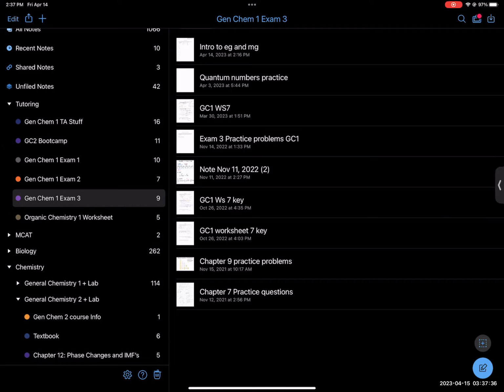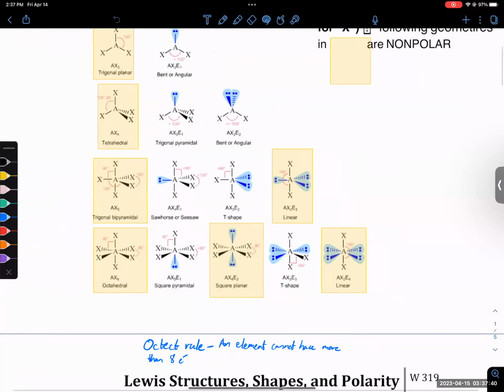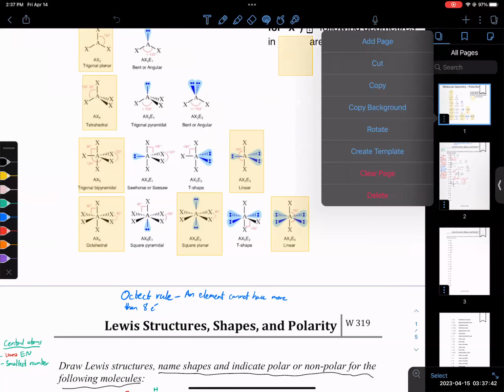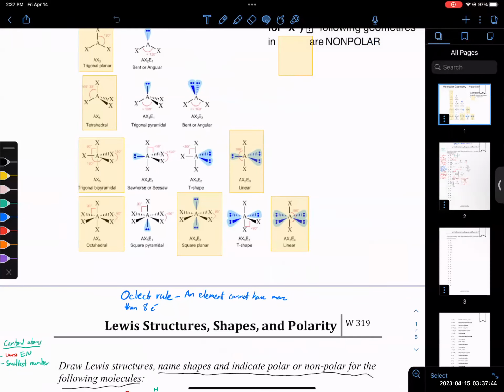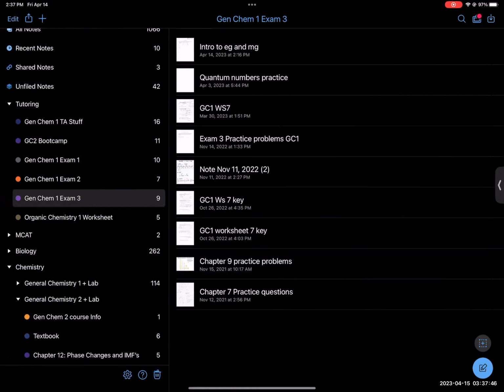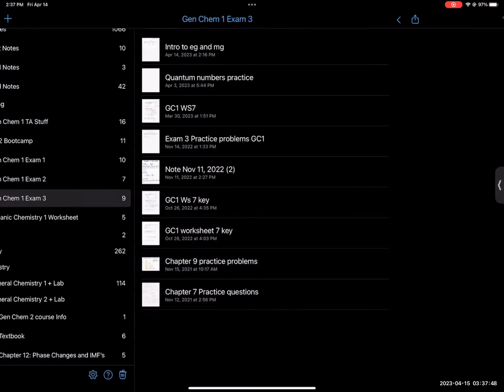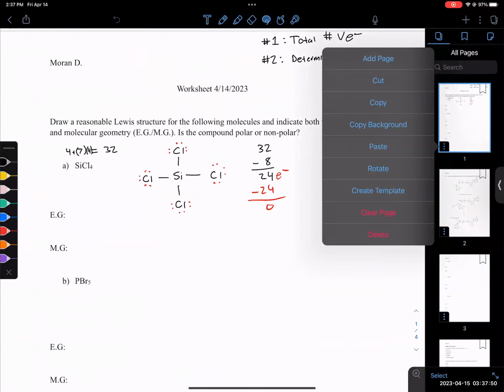Exactly. So worksheet 7. I want to copy this over to the worksheet that we're doing right now. Paste.